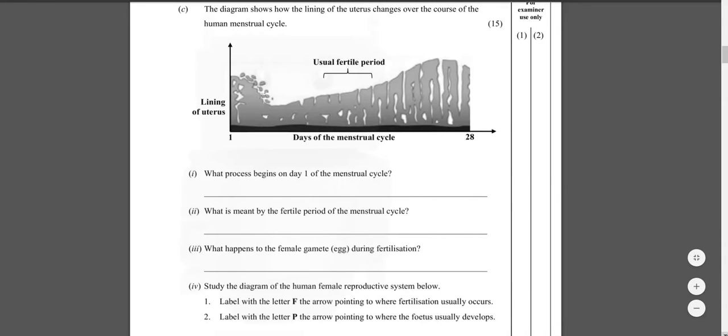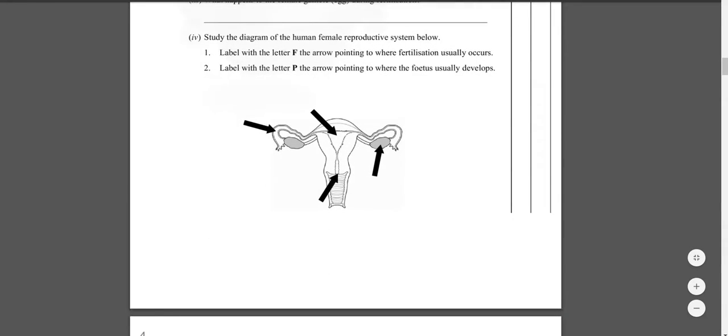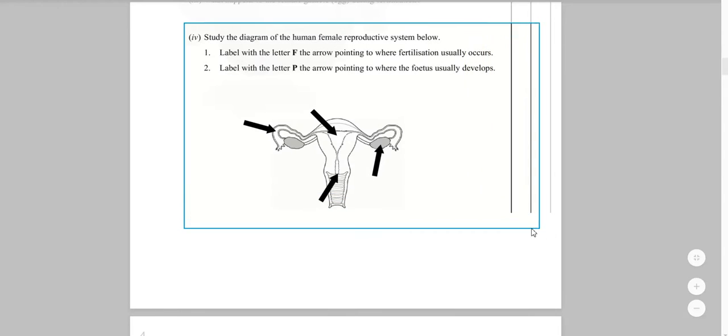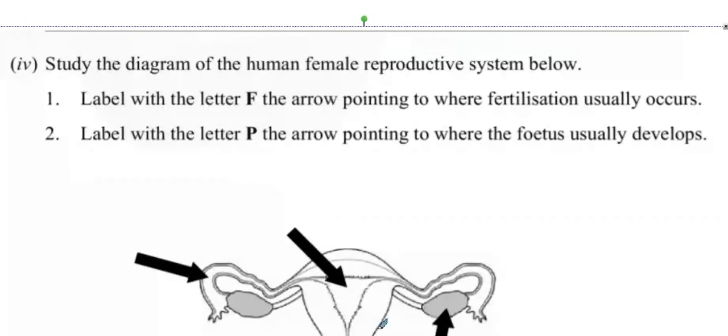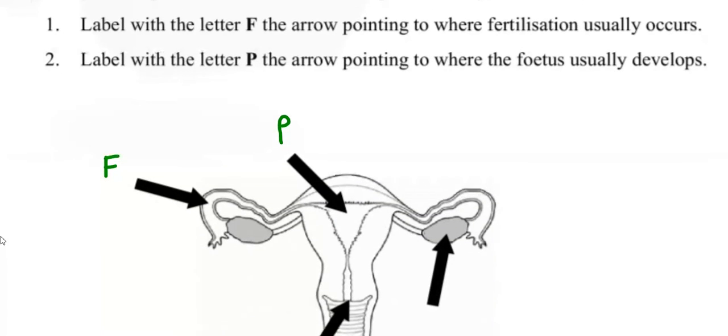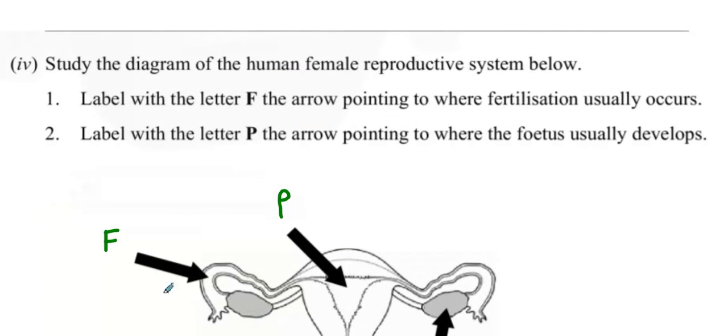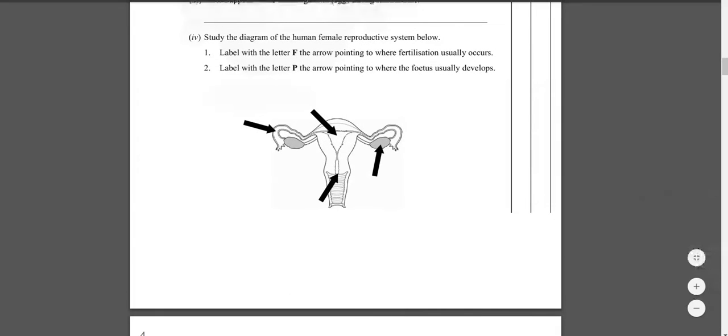Let's go further down. Okay, we have more questions. Label the part F where fertilization usually occurs, and label the part P where the fetus usually develops. Okay, so fertilization usually occurs in the fallopian tubes, which would be F, and the fetus usually develops in the womb, which is P. Okay, guys, happy enough with that? All right. Let's move to the next question.